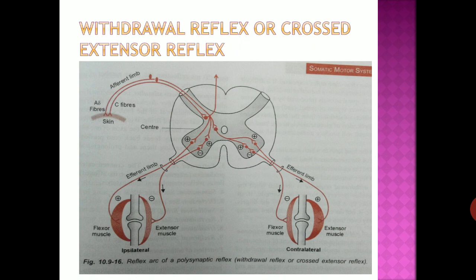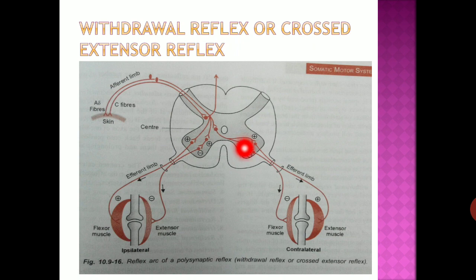When a strong stimulus is applied to a limb, if the stimulus is so strong and painful, the response includes not only flexion and withdrawal of the limb but also extension of the opposite limb, and this cross extensor response is produced by an interneuronal pathway, which crosses to the opposite side of the spinal cord, from this side to the opposite side.